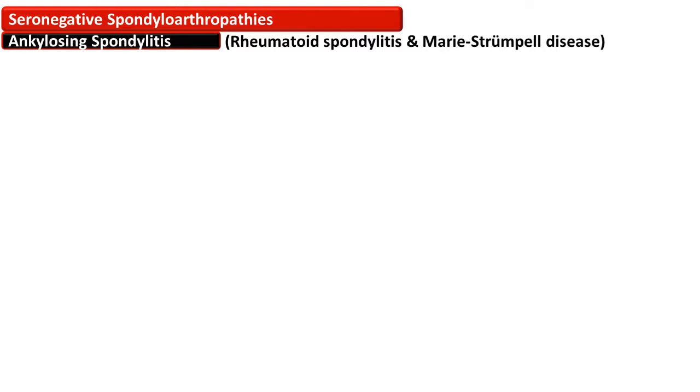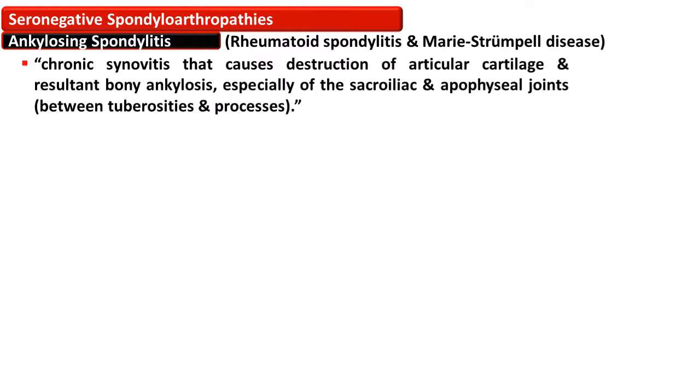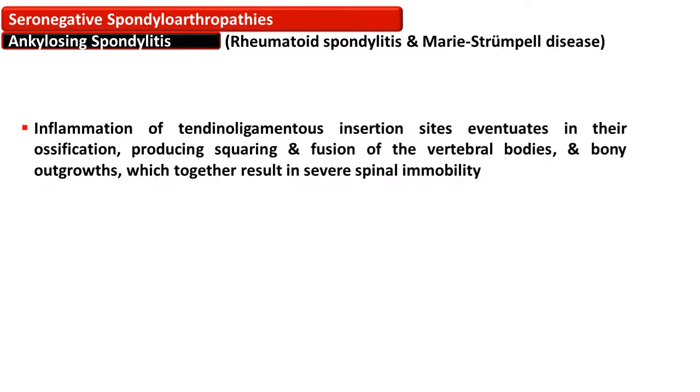Ankylosing spondylitis, which is one of the seronegative spondyloarthropathies and is also termed rheumatoid spondylitis and Marie-Strumpell disease, is a chronic synovitis that causes destruction of the articular cartilage, and it results in bony ankylosis, especially of the sacroiliac and epiphyseal joints. If there is inflammation of the tendinoligamentous insertion site, it results in their ossification and produces squaring and fusion of the vertebral bodies and bony outgrowth. Together, these two lesions result in severe spinal immobility.